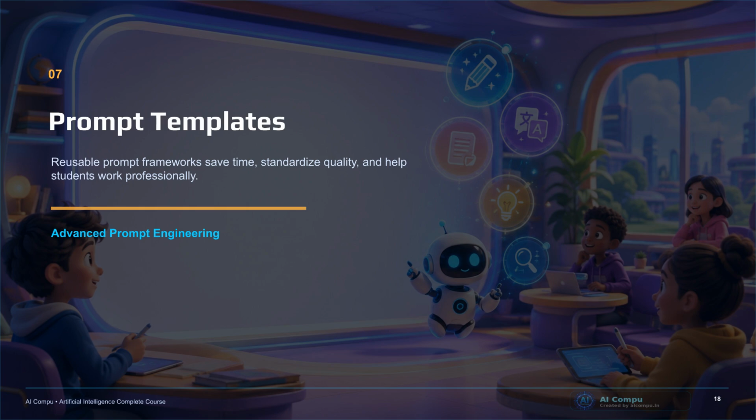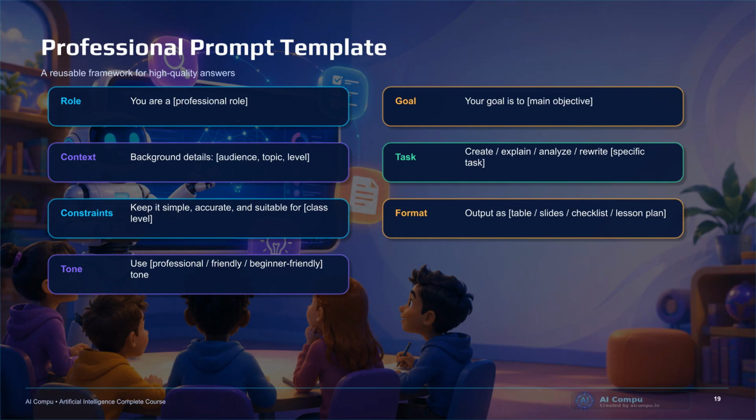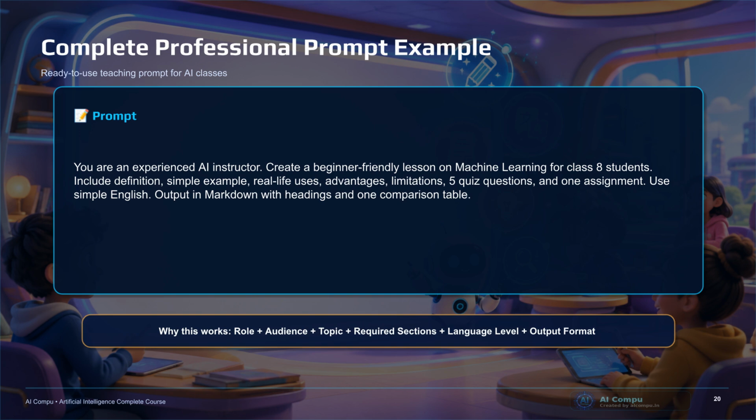Finally, we have prompt templates. These are reusable frameworks that help you maintain standardized, high-quality output every time you interact with an AI. A professional template includes placeholders for the role, goal, context, task, constraints, format, and tone. This ensures every prompt you write follows a proven, effective structure. Here is an example of a complete prompt template for an instructor. Notice how it clearly defines the persona, audience, topic, required sections, and the output format in Markdown.